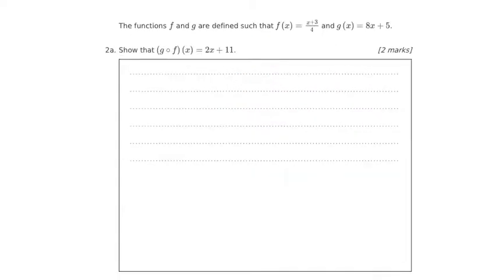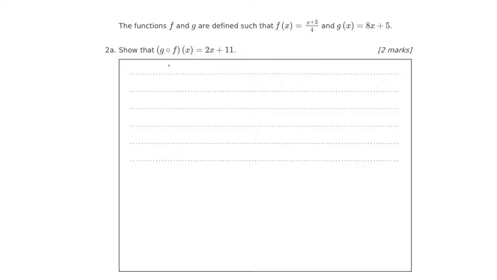The functions f and g are defined such that f of x is equal to (x plus 3) over 4 and g of x is equal to 8x plus 5. Show that g of f of x is equal to 2x plus 11. g of f of x means you take f and put the result into g. So we're going to take (x plus 3) over 4 and put it into g.